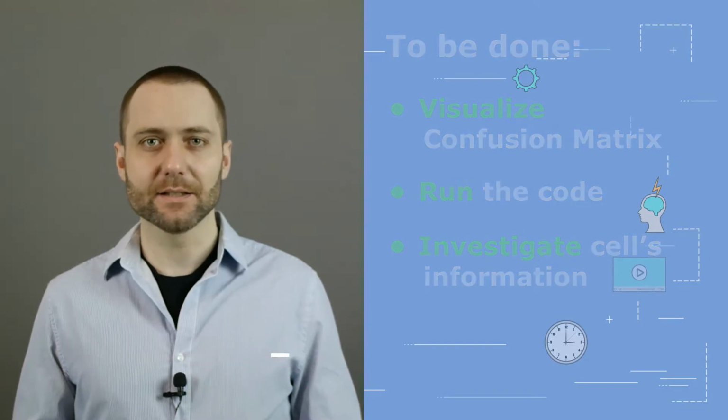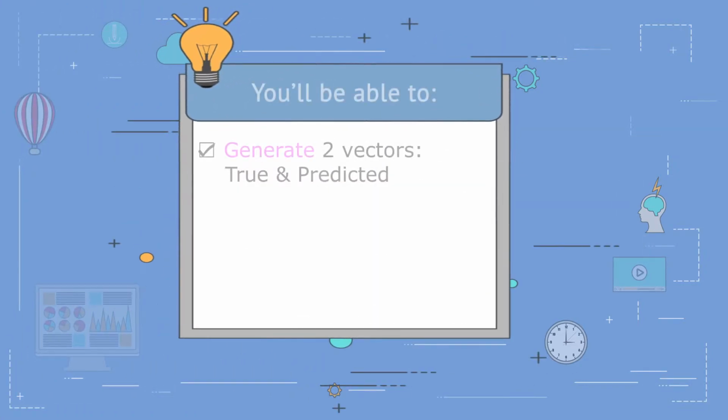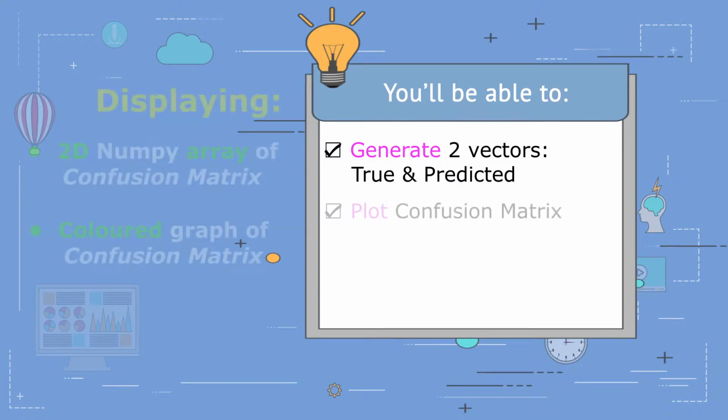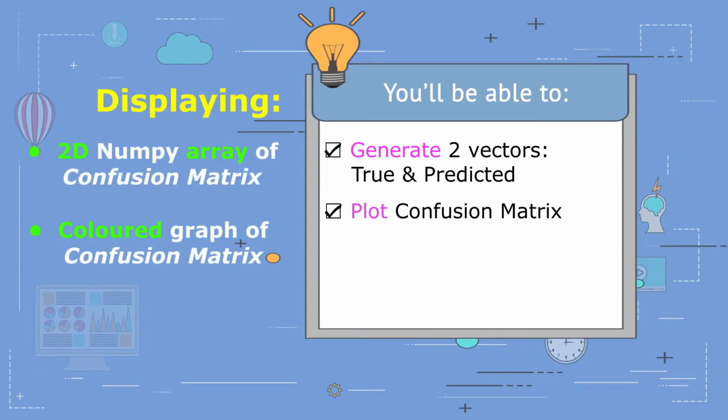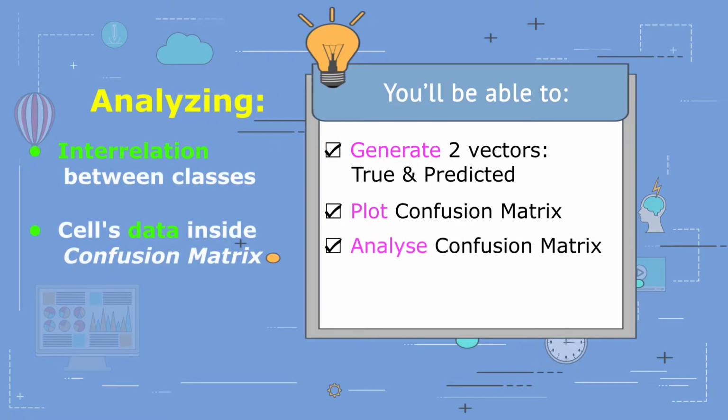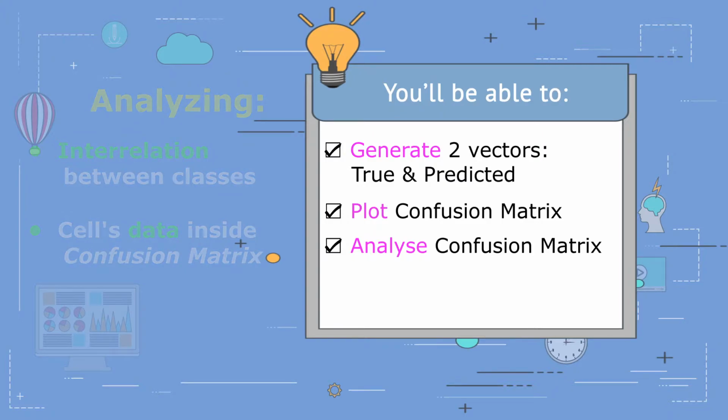Let's get started. The objectives for this lecture are as following. You will be able to generate two vectors of classes indexes, one that consists of true classes and one that consists of predicted classes. Display confusion matrix in form of simple two-dimensional NumPy array and in form of beautiful colored graph. Analyze interrelation between classes via confusion matrix.